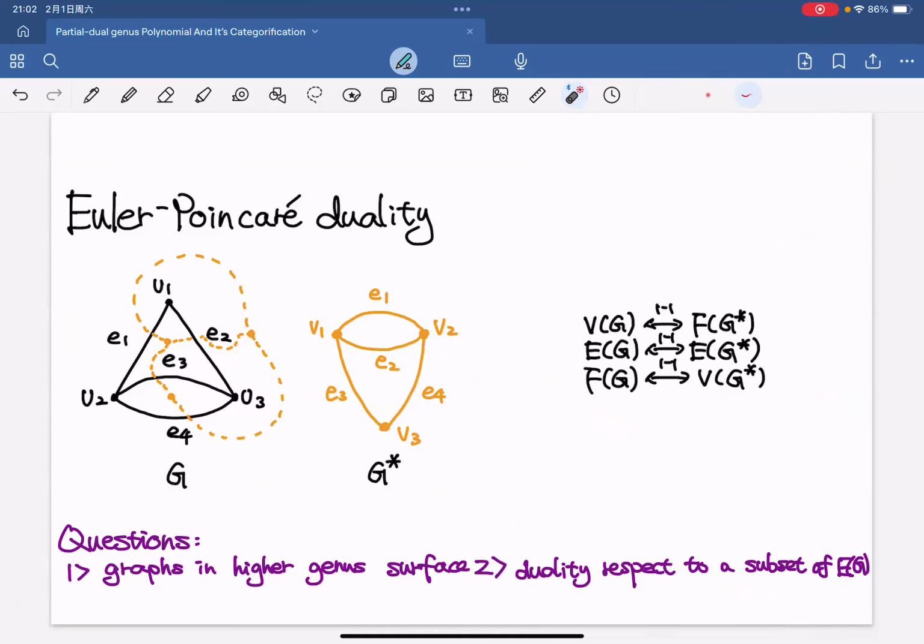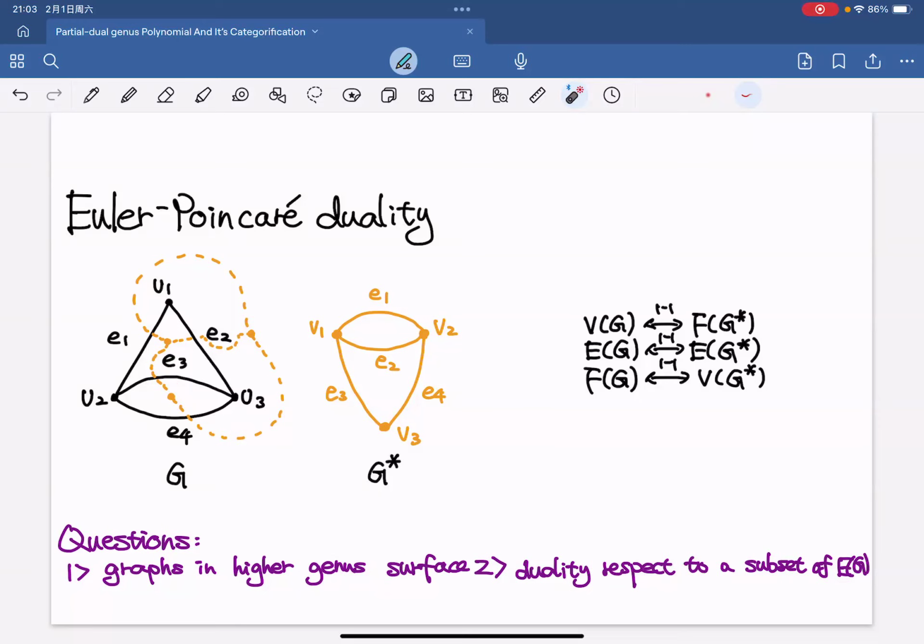Recall the classical Euler-Poincaré duality. Suppose we have a plane graph on the 2-sphere, and then we can consider the so-called dual graph. The construction of the dual graph is quite simple. For each face of the graph, we associate a vertex, and there is a 1-to-1 correspondence between the edge sets of the original graph and the dual graph.